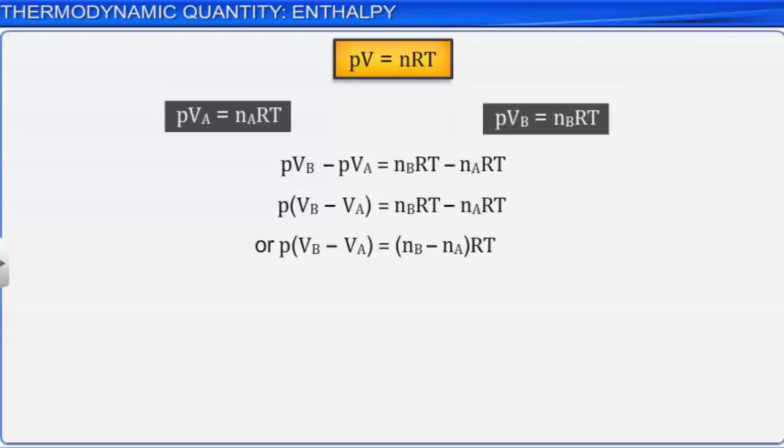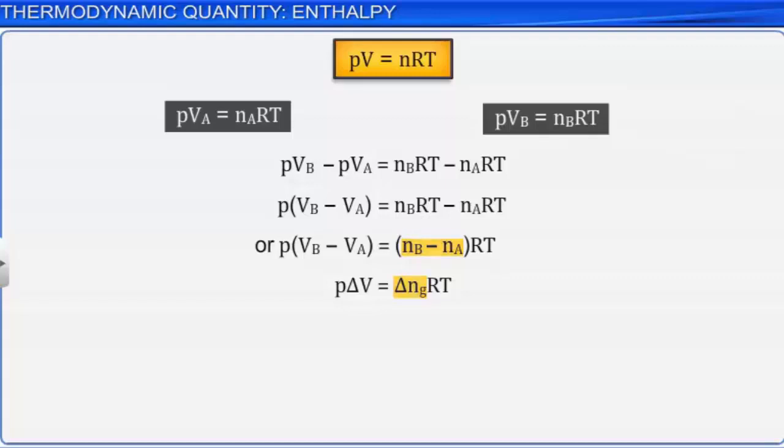That is, pressure P multiplied by change in volume, delta V, equals change in number of moles of gas, delta n g, RT. Note that delta n g is the number of moles of gaseous products minus the number of moles of gaseous reactants.